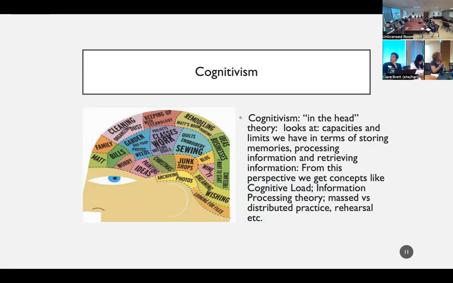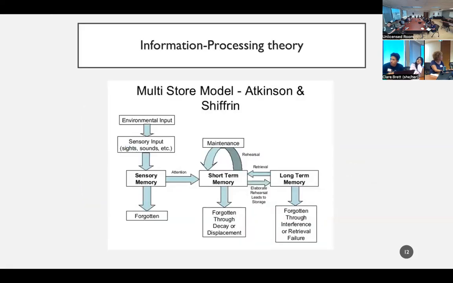Have you heard of any of these things? Just put up your hand if you have. Cognitive load, is that something you've ever heard of? Yeah, a couple, good. Information processing theory, yeah, all right. Massed versus distributed practice, which basically means when you learn something all at once, or you do it over time. And rehearsal, the idea of rehearsal, which means that saying something, going over something a lot, helps it stay in your head better. So we will be looking more at that.